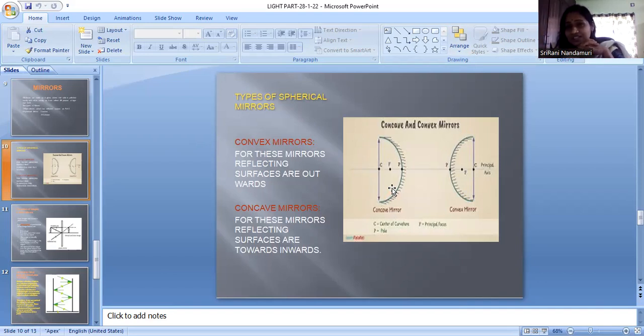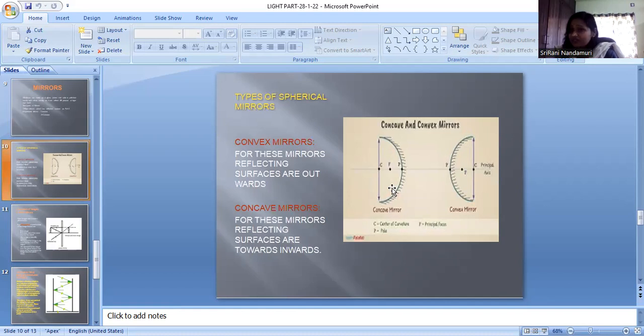Most students get confused about what are concave and what are convex mirrors. Just remember it in an easy way. Here, I said, based upon the reflecting surfaces, mirrors have been classified into plane mirrors, convex mirrors and concave mirrors. So how do these reflecting surfaces appear in concave and convex? How does it look?